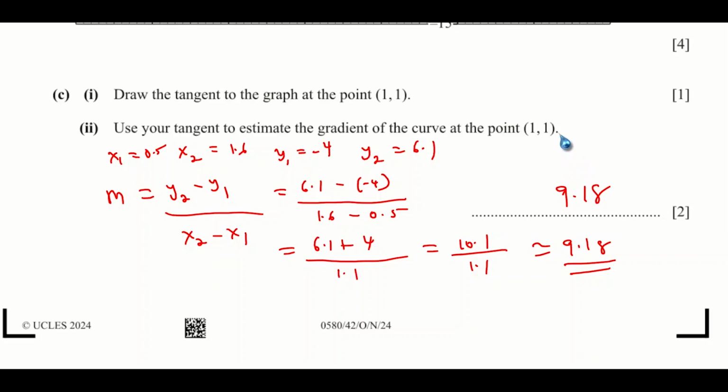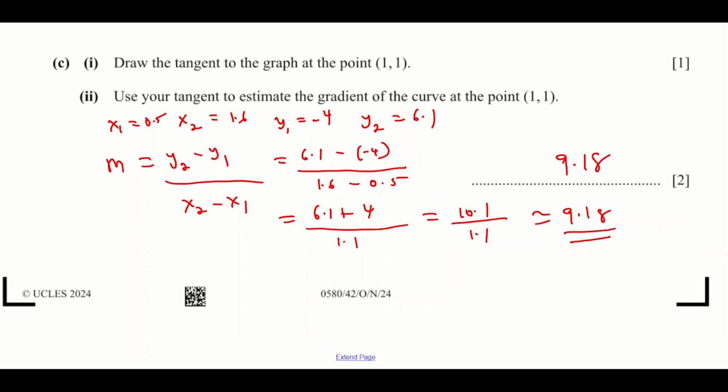So you can get 7, you can get 10, so some numbers in a specific range, okay. So there's no specific answer. So that is why it is an estimate of the gradient, okay. So let's go to the next question.